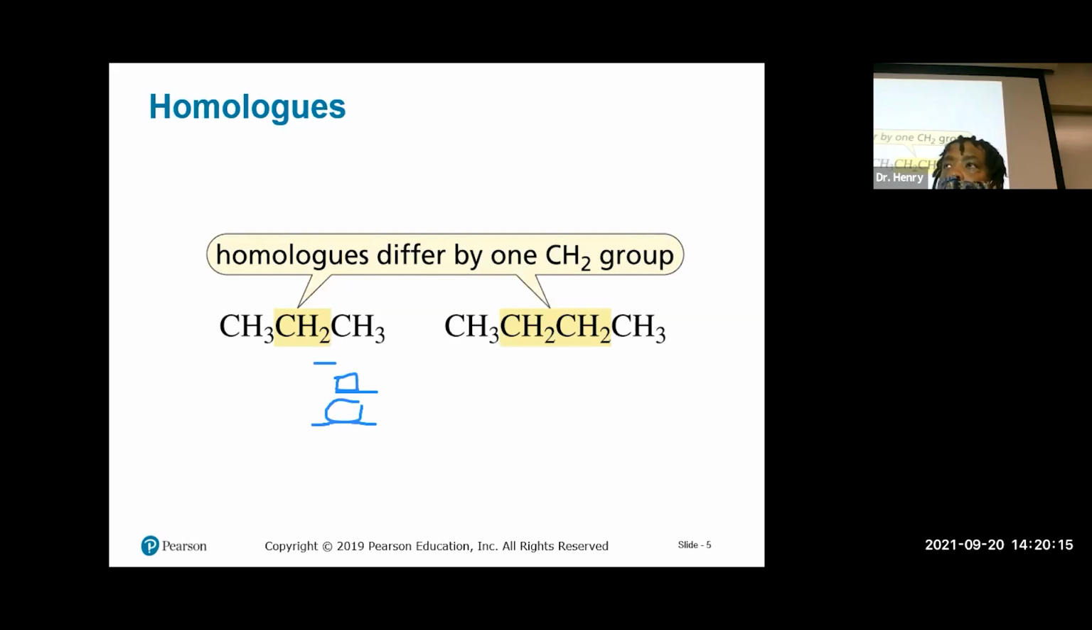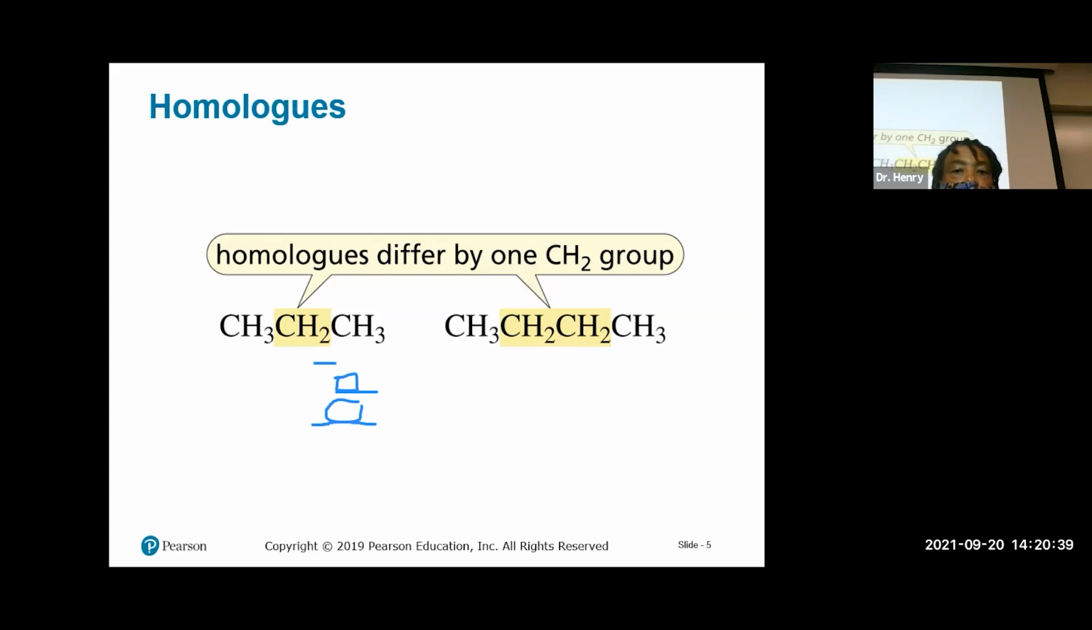Okay, so the terminology are homologs. Homologs are going to be different by one CH2 unit. So basically they're going to be branched. These guys differ by a single chain. So therefore they're going to be referred to as homologs. Okay, so let's start talking about those structures and how we draw those structures.